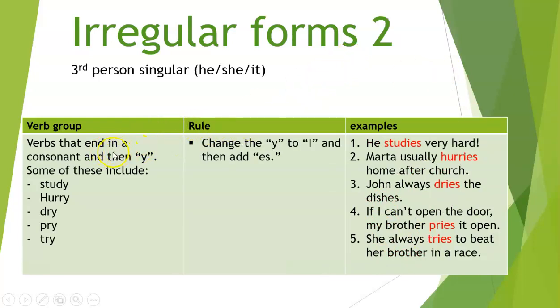Group number 2 are verbs that end in a consonant and then y. Some of these include verbs like study, hurry, dry, pry, and try. So in these cases, we have a consonant such as D, R, and then Y. For these ones, we're going to change the Y to I and then add ES. So for example, he studies very hard.